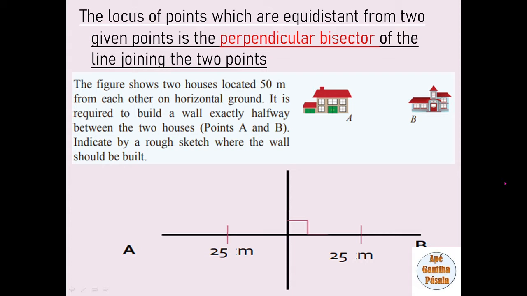So you can mark houses A and B using 2 points in this way. A and B. Now join those 2 points. Draw the line joining those 2 points. Now draw the perpendicular bisector. You have to get equal distance from those two points. So mark 25 meters and 25 meters on either side of the perpendicular bisector. And also mark the right angle.